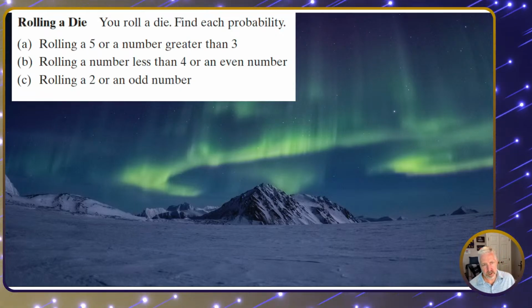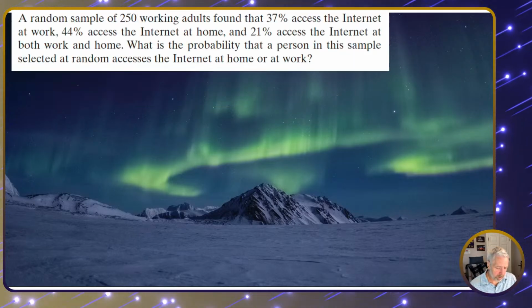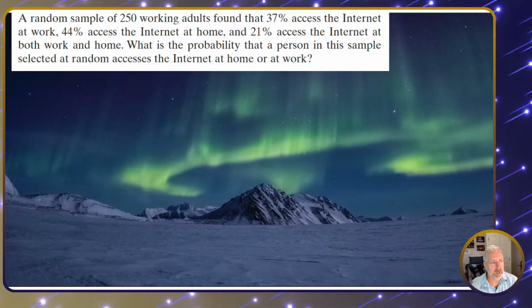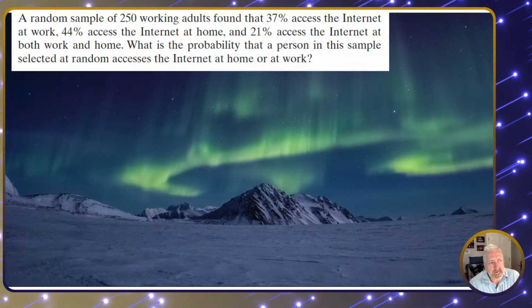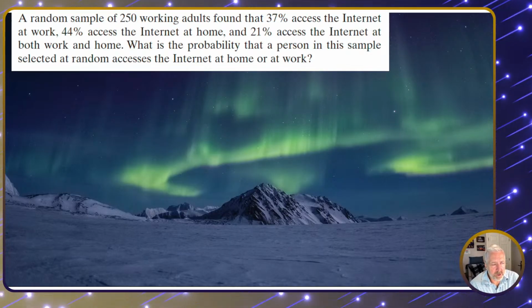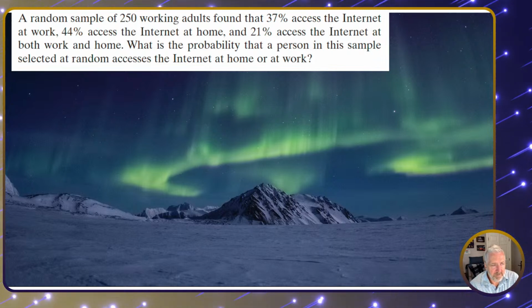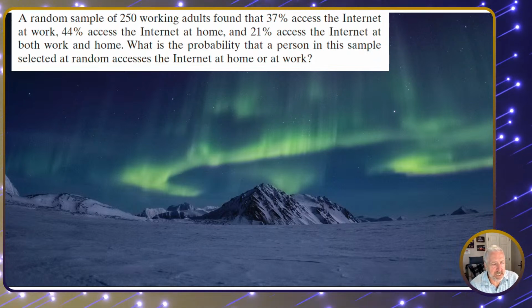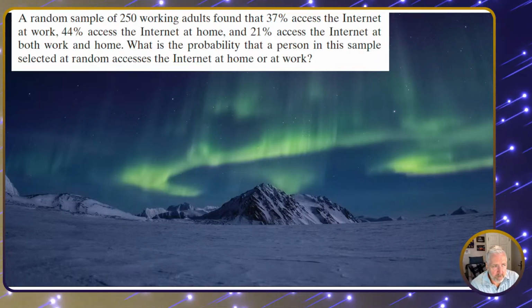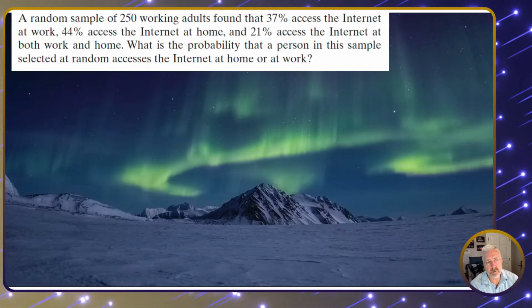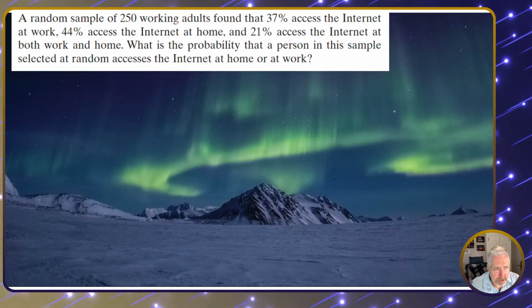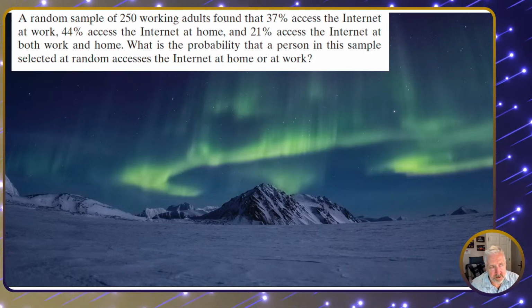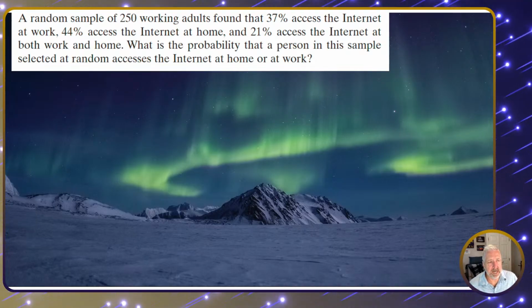I don't want to do this one because I'm running out of steam here and I've got one on the back side. Let's take a look at this one, a little bit more context to it. A random sample of 250 working adults found that 37% accessed the internet at work, 44% accessed the internet at home, and 21% accessed the internet at both work and home. What is the probability that a person in this sample, selected at random, accesses the internet at home or at work?